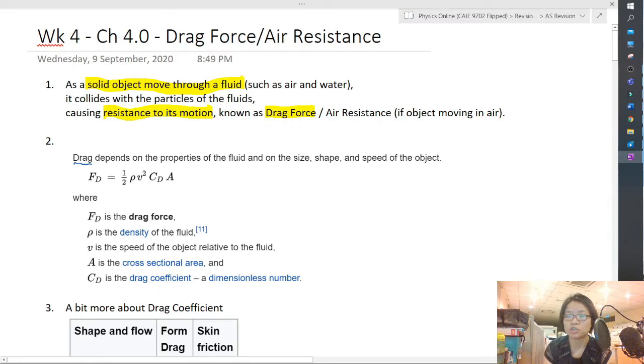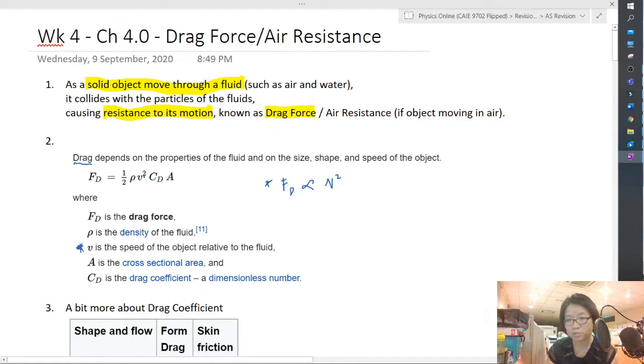Now this equation is not in your syllabus, but sometimes you will encounter it because they will give it to you to remind you to consider drag force, F_D, in this kind of expression. The important takeaway is that this drag force or air resistance depends on how fast the object is moving. The faster you move, the quicker the particles will collide against you, the more resistance you will experience. That's why the drag force F_D is proportional to v squared, where v is the speed of the object relative to the fluid.